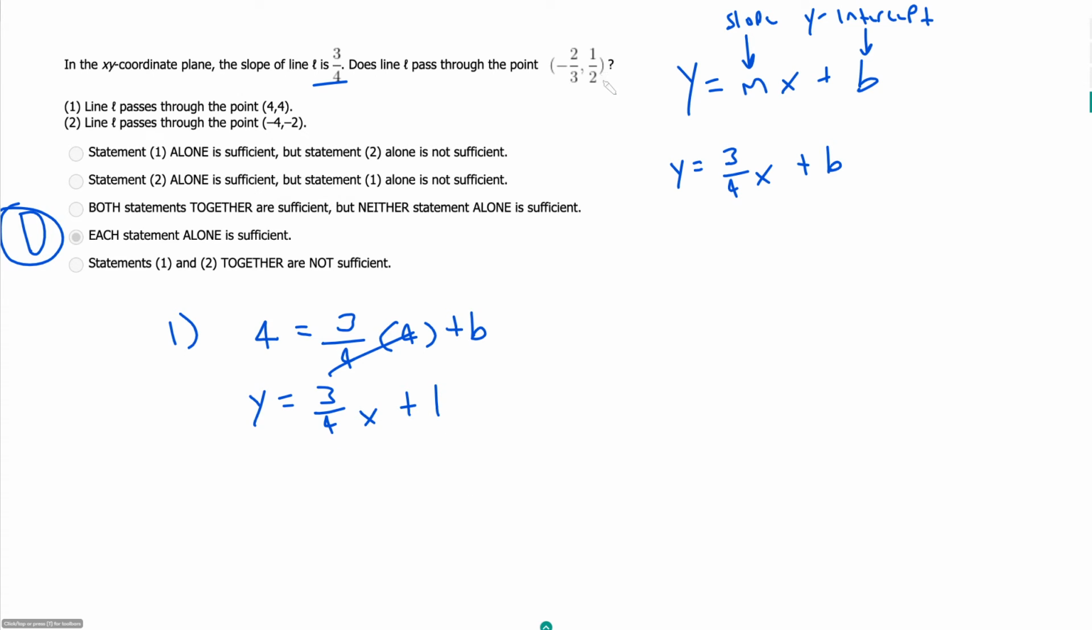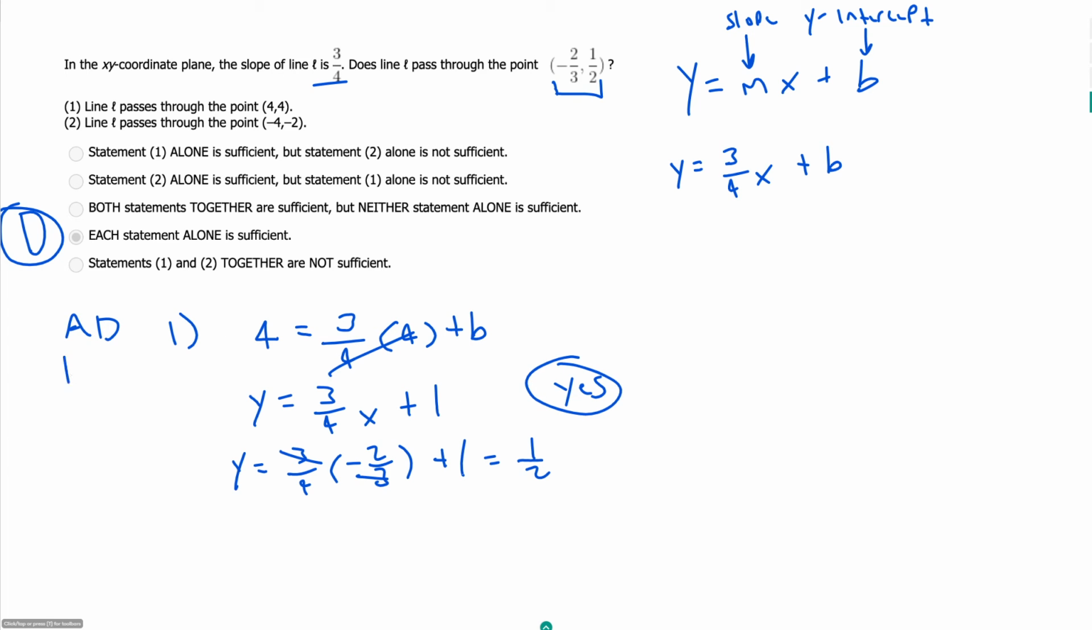And so if I want to know if my line passes through this point here, this is saying when x is equal to negative 2/3, is y equal to 1/2? And so let's see if that is true. So plug in negative 2/3 for x. What does that give us? And so y is equal to negative 2/4 plus 1, which is 1/2. And so this is sufficient to say yes.